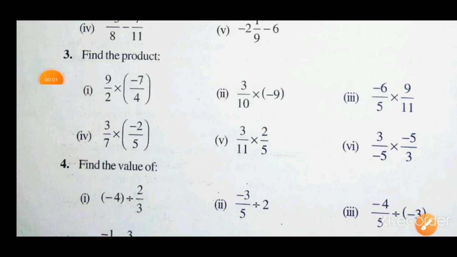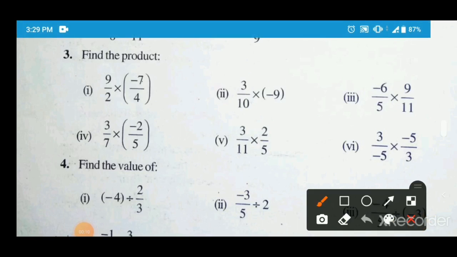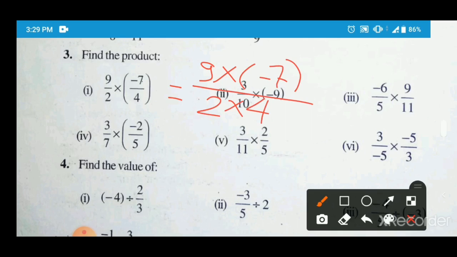Now question 3, find the product. First part: 9 upon 2 multiplied by minus 7 upon 4. So here we can write it is equal to 9 multiplied by minus 7 upon 2 multiplied by 4. This is minus 9 7s are 63 upon 4 2s are 8.